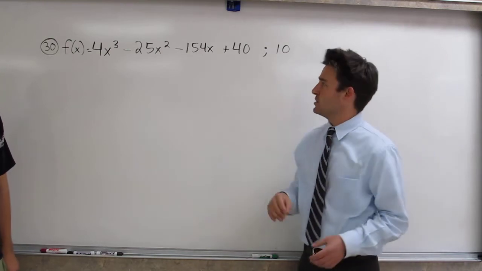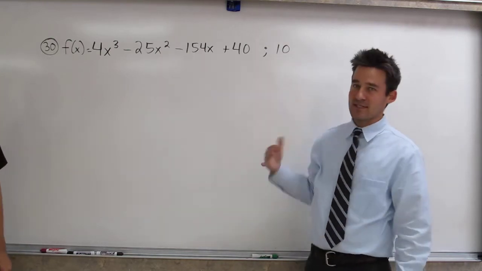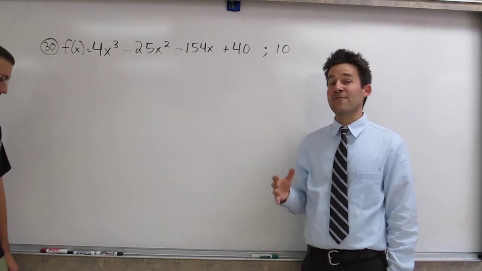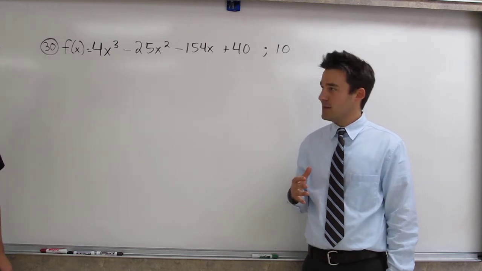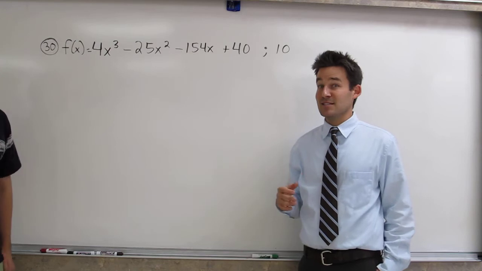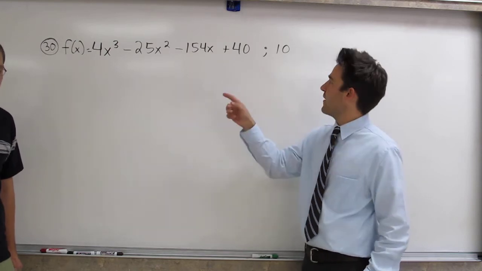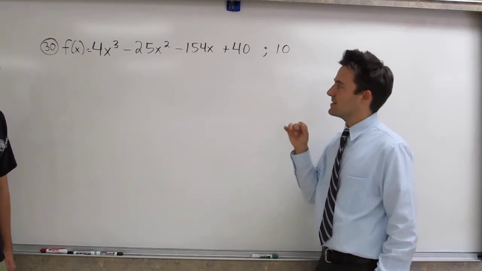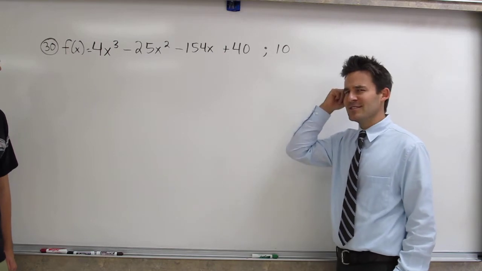Now in the last problems you were given a factor after this semicolon, and your job was to factor completely. Now in this problem you're instructed to find the zeros of the function, and they give you a hint. They tell you one of the zeros.